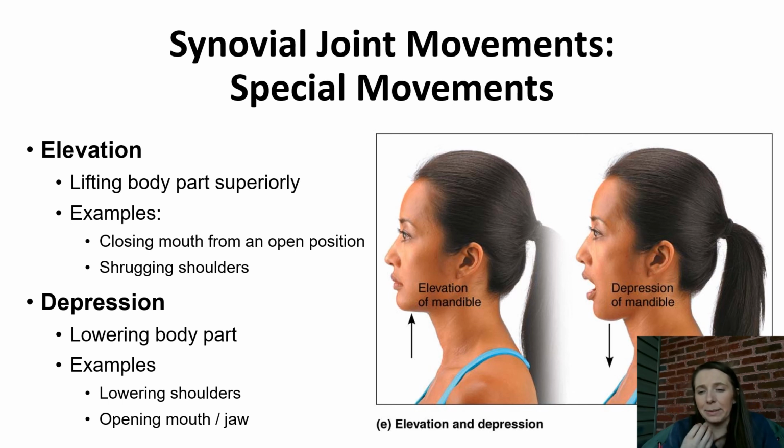Opposite to that is depression. So this is going to lower the body part. So for example, whenever your mouth is shut and then you open your mouth, you're depressing the mandible, you're moving it more inferiorly. And also by lowering your shoulders, you can also depress your shoulders.